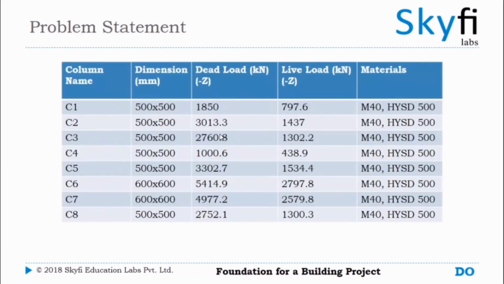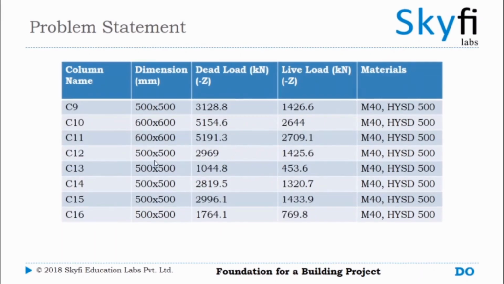From ETABS we have taken this input. You can see the column names given from 1 to 8 and the dimensions. Here you can see column 6 and column 7, with column 10 and column 11, have a dimension of 600 into 600 mm. The rest of the columns have a dimension of 500 into 500 mm. And in this we have taken the dead load, live load and the material properties.